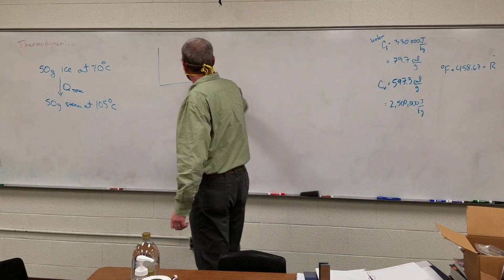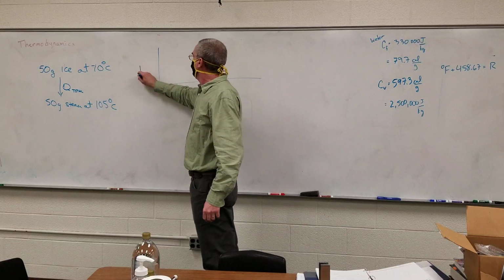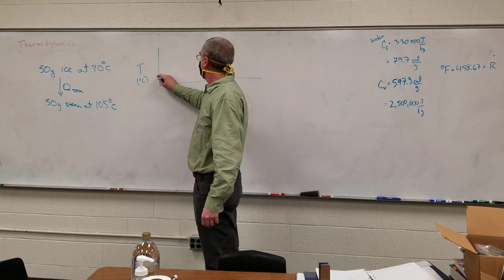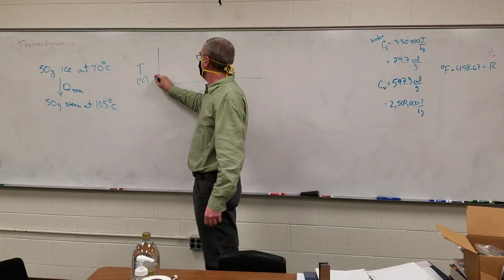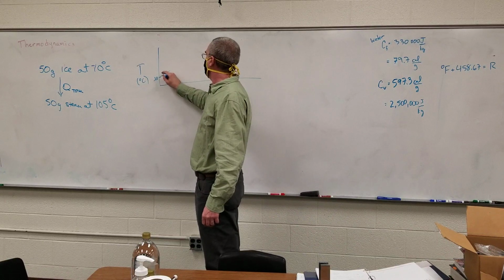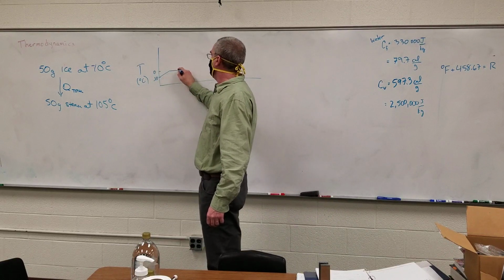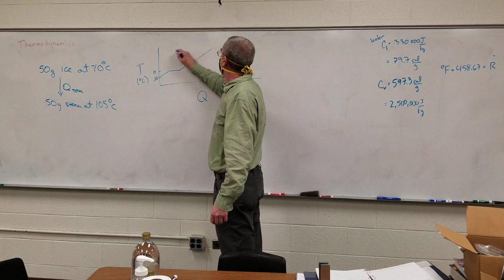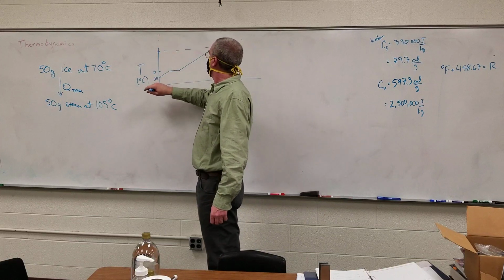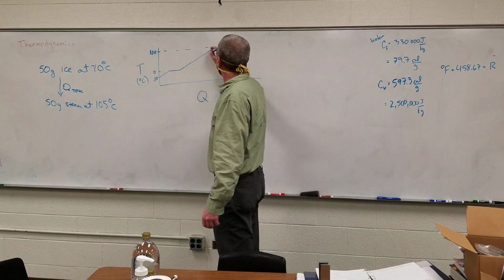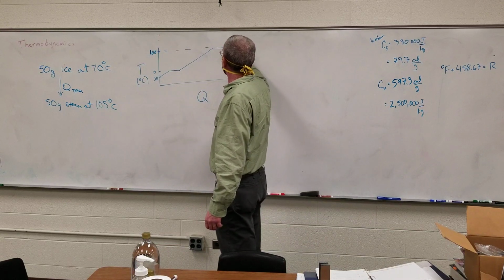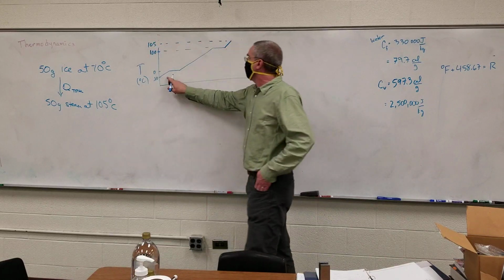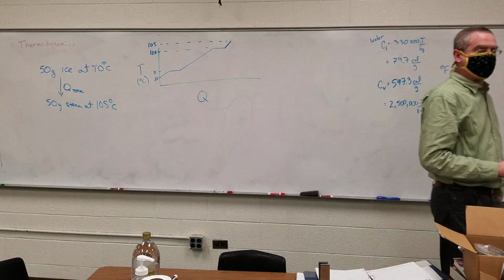Because everyone loves a graph. So temperature in degrees Celsius, and then the amount of energy. We're going to start out at negative 10, go until we get up to 0, and melt it, so there's no change in temperature as we're melting it. Then we take it up to the boiling point, vaporize it, and then take it up to the final temperature. So we have 5 different segments here that we need to do, and then we're going to add them together.